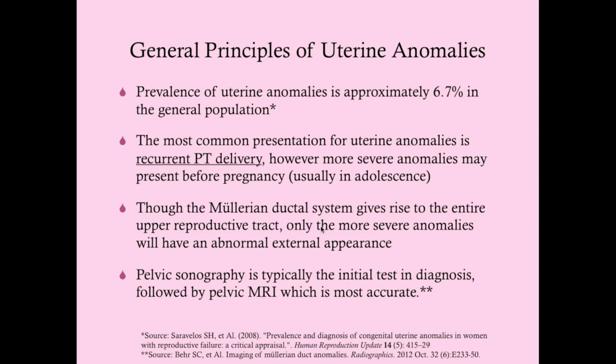Though the Müllerian ductal system gives rise to the entire upper reproductive tract, only the more severe anomalies will have an abnormal external appearance. Again, we'll talk about that in a little bit. The best initial test and diagnosis is pelvic sonography, followed by pelvic MRI. You might think the most accurate test would be a hysterosalpingogram. It's not, and there are various reasons for that. We don't see as much as we see in the MRI.